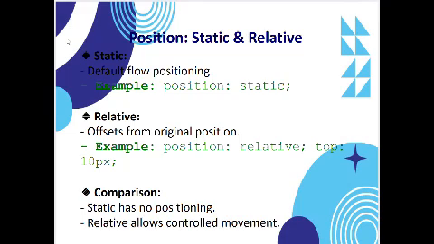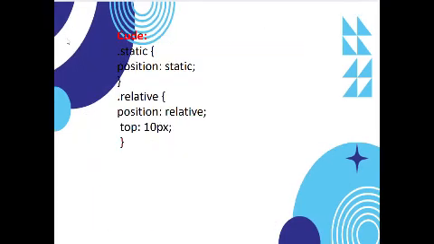Relative shifts from the original position, which means it offsets from the original position. It can change its position. Let's say position set to relative. According to the website, it will change its position. Static has no positioning. Relative allows controlled movement, wherever the user wants to place it. This is the example for static and relative.